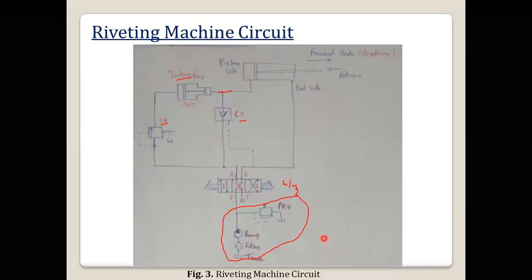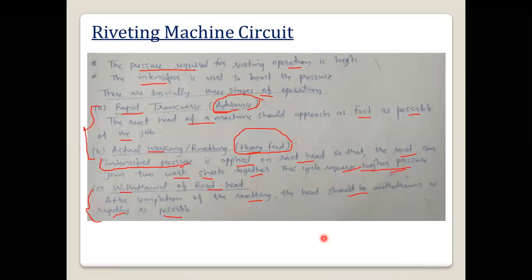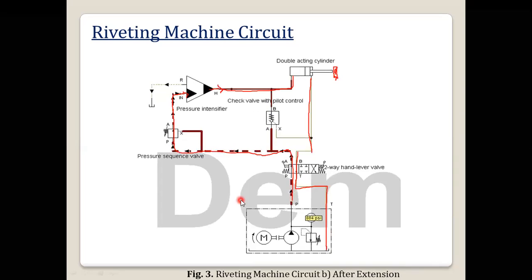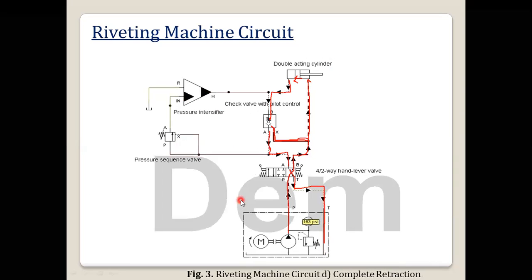So we have seen this through these stages: rapid traverse, that is advance at high speed, then heavy feed, which is the slow speed, then withdrawal of the rivet head. In today's session we have discussed the traverse and feed circuit, then the riveting machine circuit, and the hydraulic press circuit. So thank you very much.